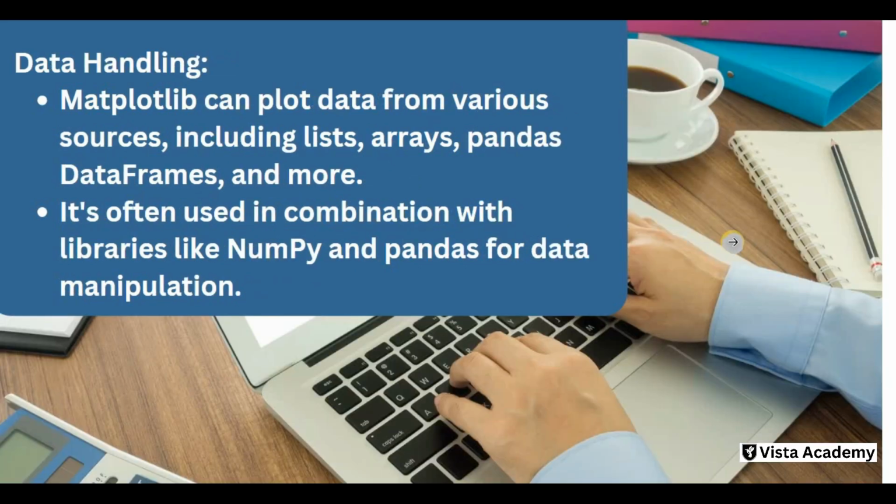Data handling. One of the key features of Matplotlib is data handling. Matplotlib can plot data from various sources including lists, arrays, pandas data frames and more. So we can take data from different sources and create charts using the Matplotlib library. It is often used in combination with libraries like NumPy and pandas for data manipulation. NumPy is used for numerical calculation, and pandas is used for data cleaning. So we can join them and use all these libraries to start doing the analysis with the data.